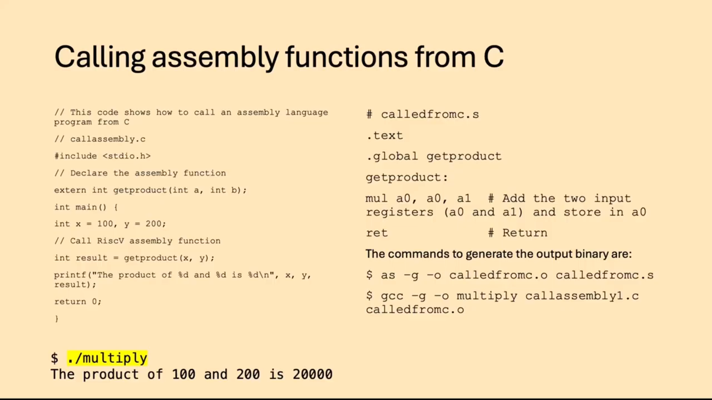The C program shows how to call a routine that has been written in RISC-V assembly. So we build the executable with GCC. The C variables x and y are passed to the function using the A0 and A1 registers, with the multiplication result passed back through register A0 as described in the RISC-V ABI document.